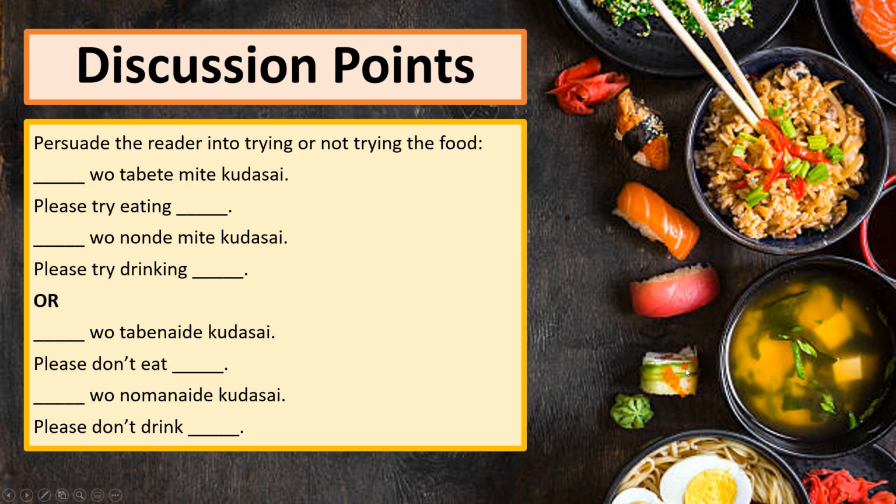The last part of the food that you present is giving a recommendation. Should they try it or should they not? You can use o tabete mite kudasai to ask them to please try eating something, or nonde mite kudasai, please try drinking it. Or if you think it's not a good idea, o tabenai de kudasai, please don't eat it, or o nomanai de kudasai, please don't drink it, okay?